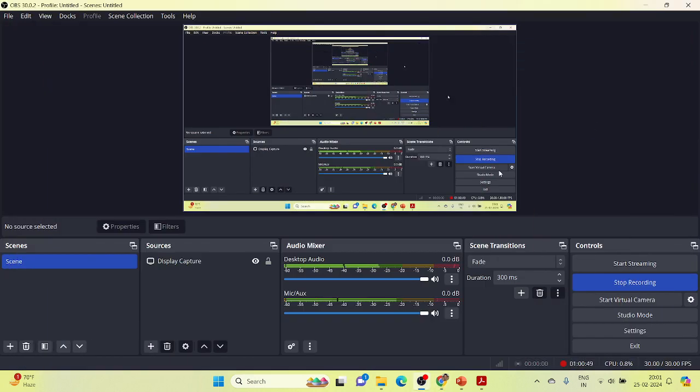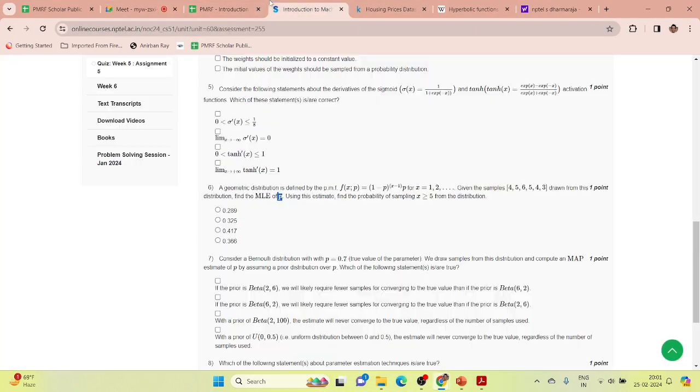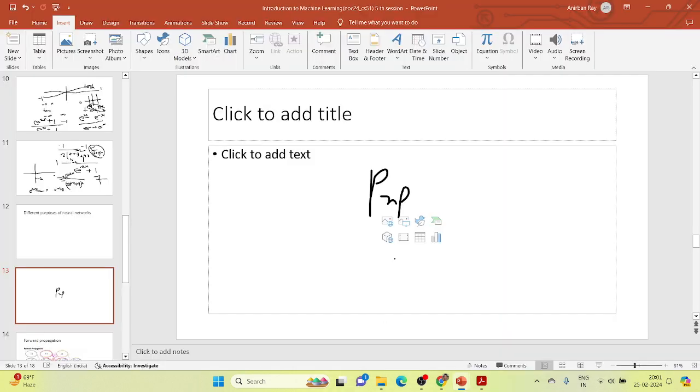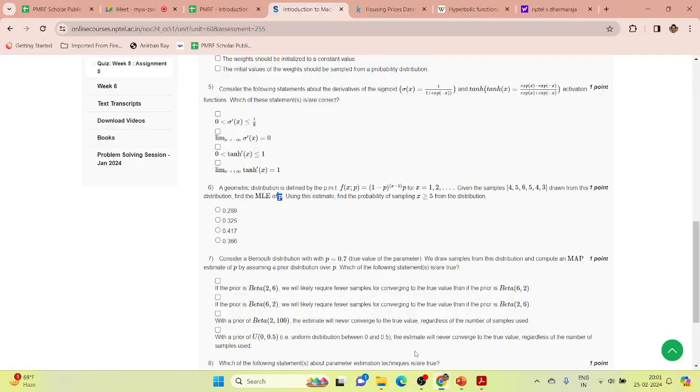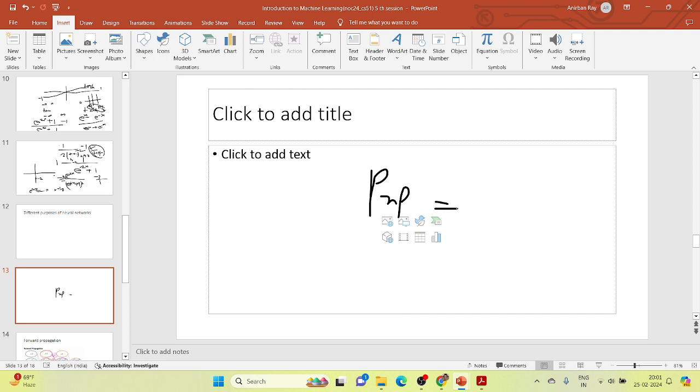But let me explain. The difference between PDF and PMF, maybe you don't know that. The idea is that PMF represents the probability at x equals something. It is the probability of occurrence of x at the given x. So they've given the geometric distribution here.